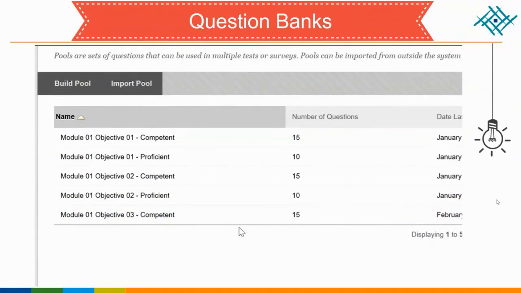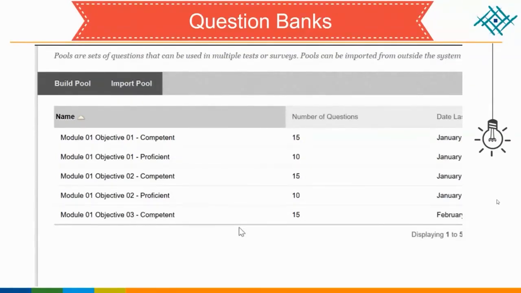For this example, we're creating a test for Module 1. Module 1 has 3 objectives. So we want 2 question pools for each objective. One consisting of questions that test for basic understanding, which I've labeled competent, and one that tests for deeper understanding, which I've labeled proficient. Depending on the particulars of your test, you may want to break your questions up into fewer or more pools, but hopefully this example gives you an idea of how you can use multiple pools to improve validity while using randomization.